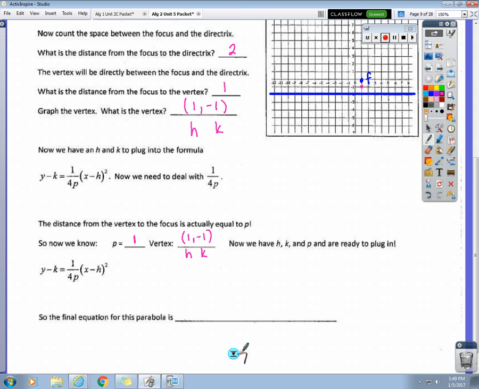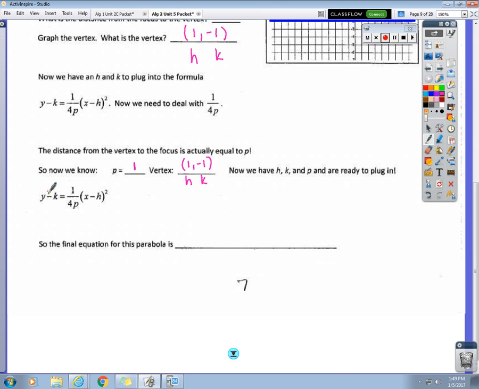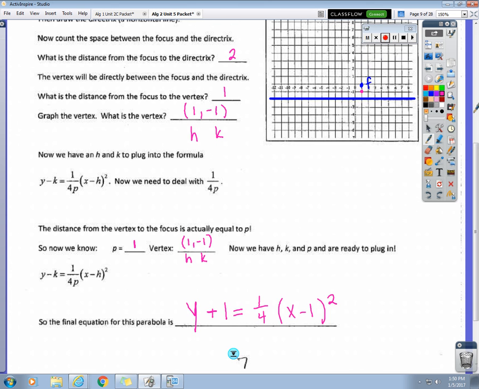So let me raise it up so people in the back can see it better. y minus k, which we know is -1. But if I put a -1 right here, won't it become +1? Equals 1/4p. Well, what's going to happen when you multiply your 4 by your p-value? It's just going to be 4, because 4 times 1 is 4. So this becomes 1/4. And then (x minus h), what's the h value? 1, and then squared.